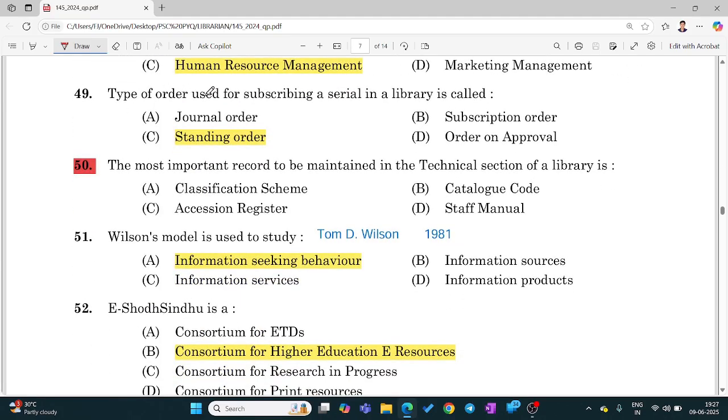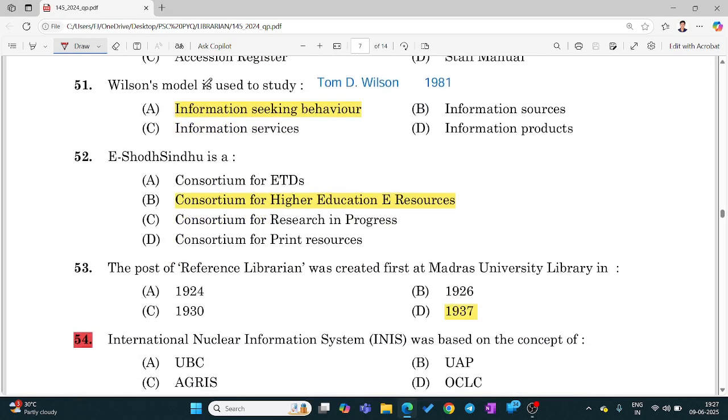The type of order used for subscribing a serial in a library is called standing order. 50th question cancel ചെയ്തിട്ടുണ്ട്. Wilson's model is used to study information seeking behavior and answer. e-ShodhSindhu is a consortium for higher education e-resources.